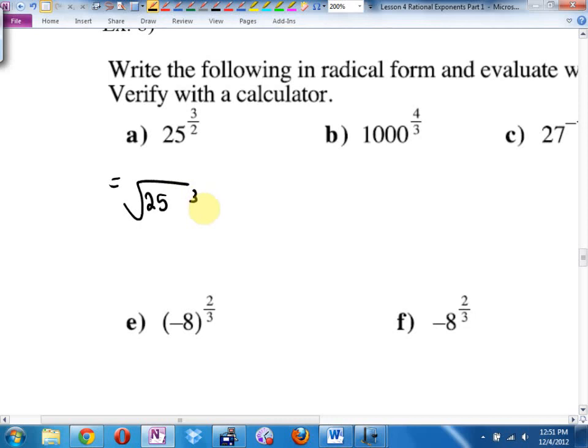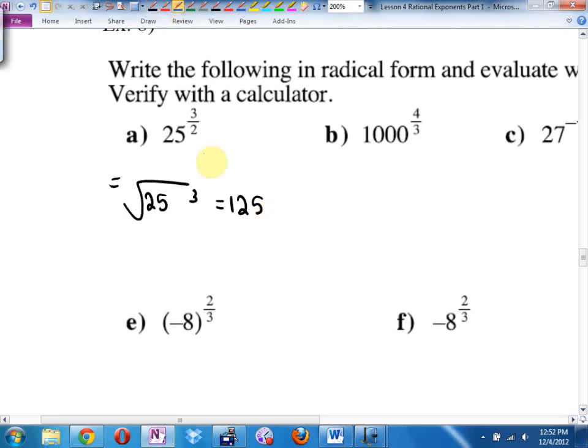Cubed. Now here's how I would do this in my head. I do the root first. Curtis, what's the square root of 25? 5. Cubed. 125. By the way, you could have gone 25 cubed first and then square rooted that. Do you know what 25 to the 3rd power is in your head? I don't. That's why I usually do the root first. Give me smaller numbers.